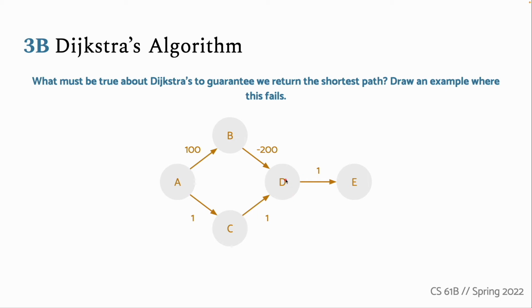So D is going to have a distance of 2, while B still has a value of 100. So we're going to continue, pop D, update the value for E. E is going to have a value of 3, while B still has a value of 100. So we're going to pop E, and now we have our shortest paths tree for every node except B. So we finally pop B, and we're done. But there is a faster way to get to D, right? If we went from A through B to D, then our distance would be negative 100 instead of 2, which is a better number. But because Dijkstra doesn't really account for negative values, this doesn't work.